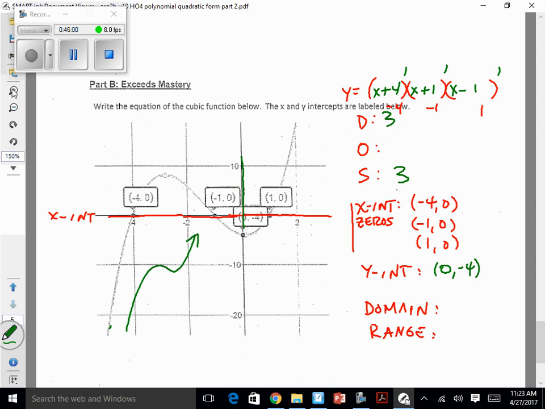Last part that you do on the computer, and then I give it to you. Last piece, domain and range.